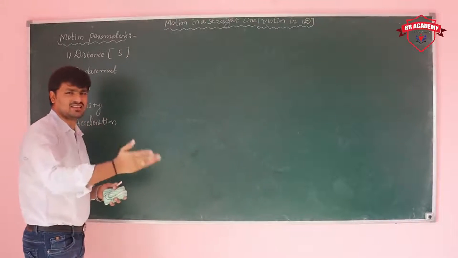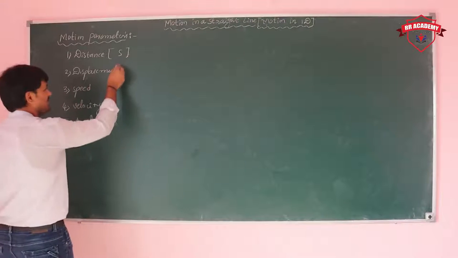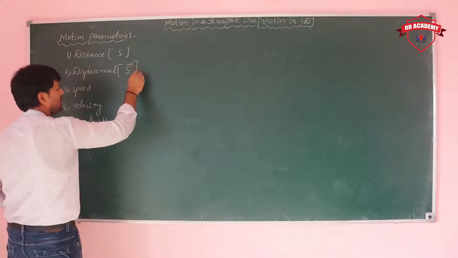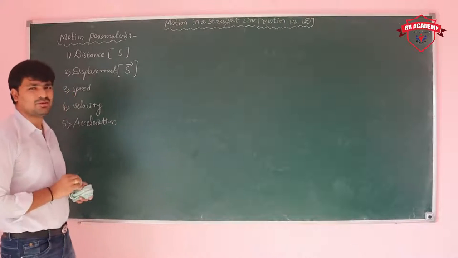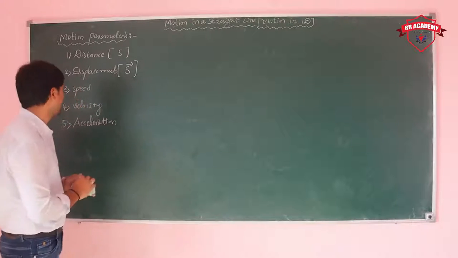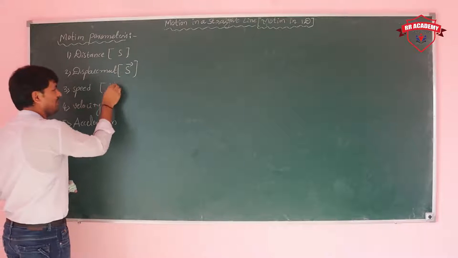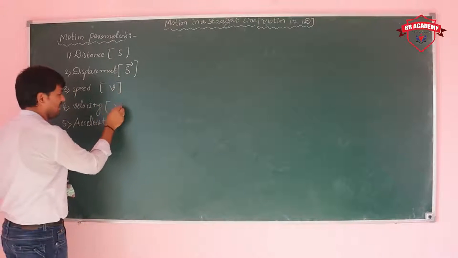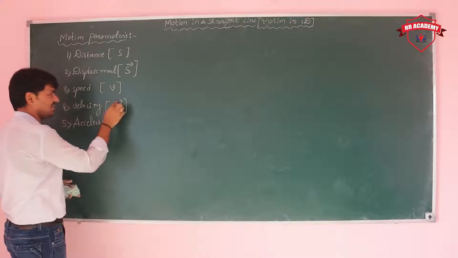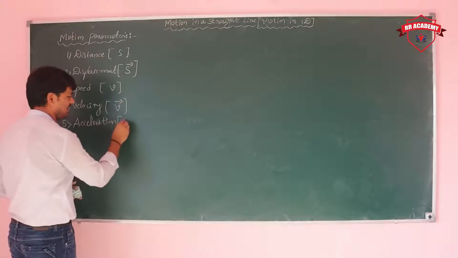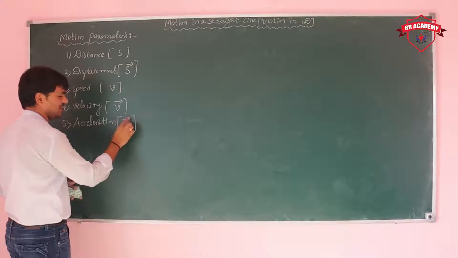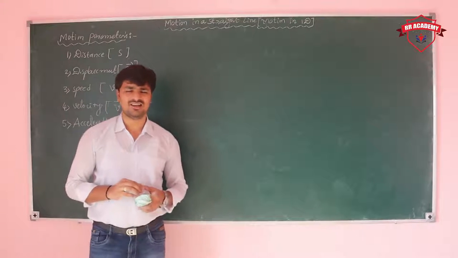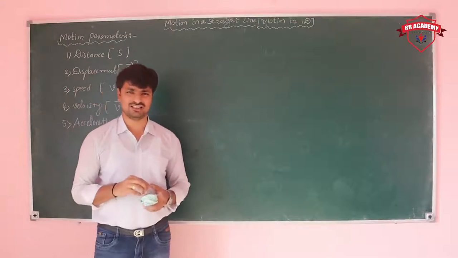And again we can discuss scalars and vectors. Displacement is S bar. Bar represents vector. Speed is V, only V. Velocity is V bar, because it is a vector, while speed is a scalar. Acceleration is A bar. Acceleration is also a vector. And let's see, we'll discuss one by one.